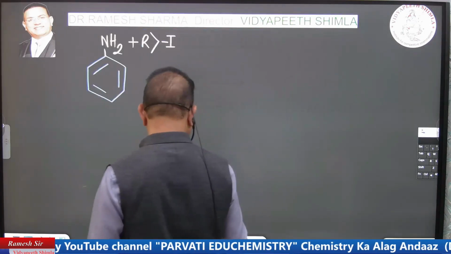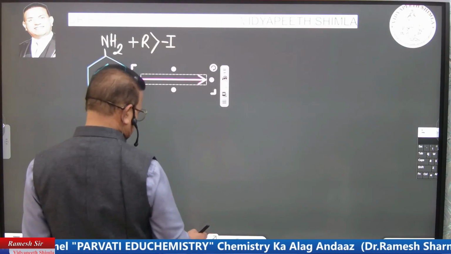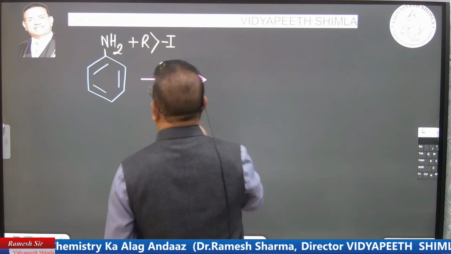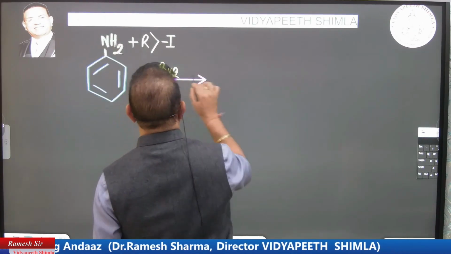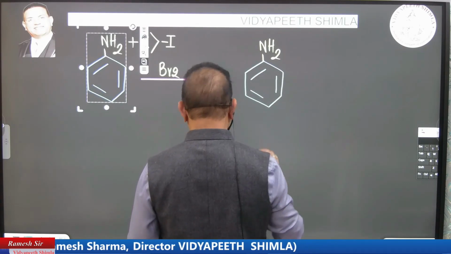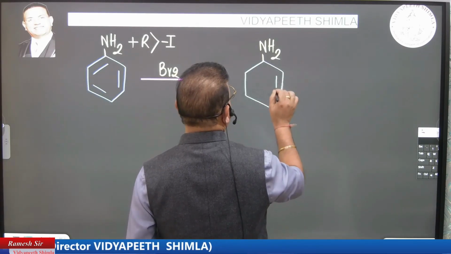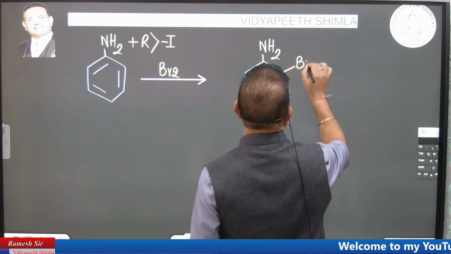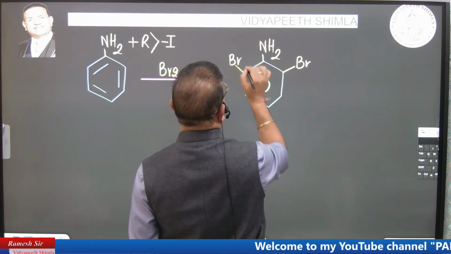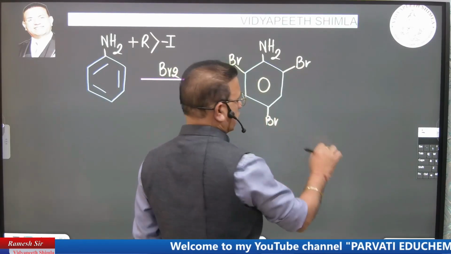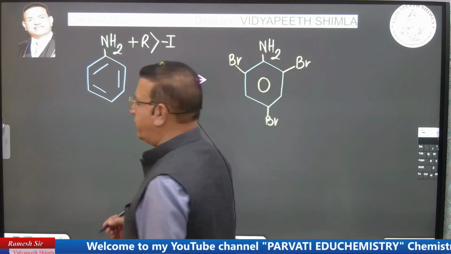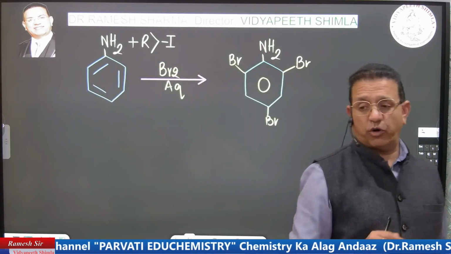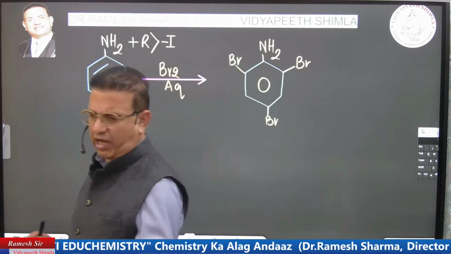What does that mean? That means that if you're doing the bromination of this aniline, this NH2 group will activate the ring in all the positions, and hence will be forming tri-substituted product, and we will be getting white precipitates of 2,4,6-tribromoaniline, and this happens in aqueous medium as we did with phenol. On bromination in aqueous medium it forms white precipitates of tribromophenol.